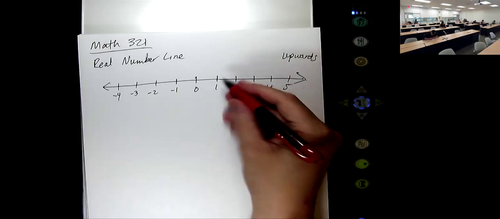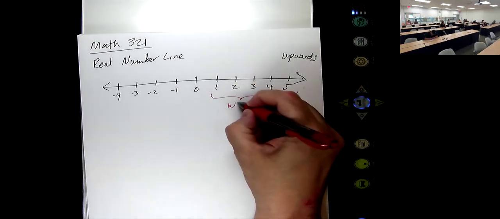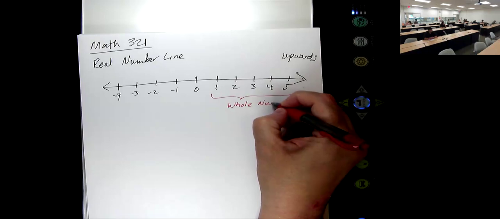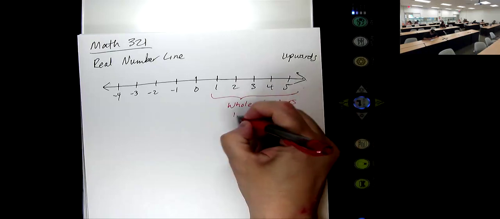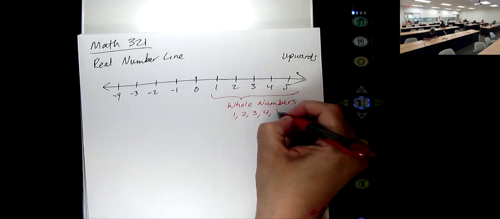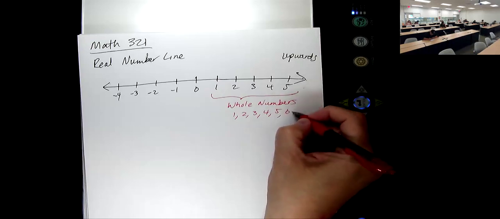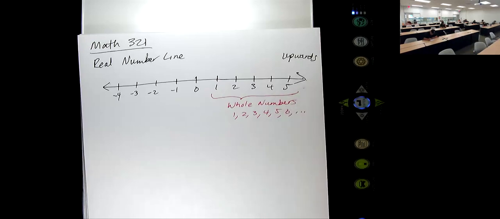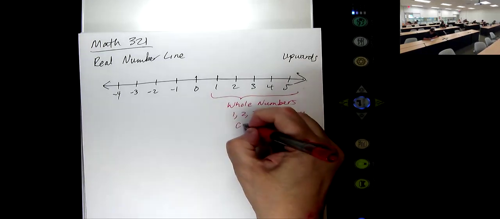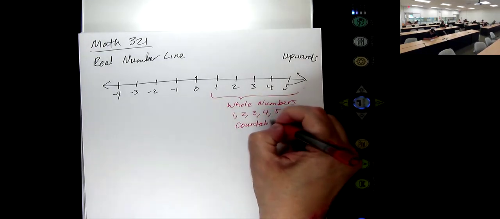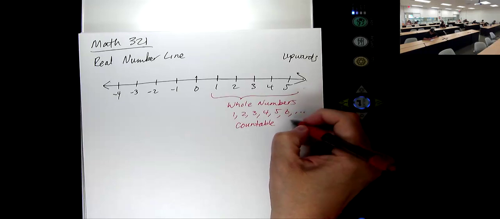One and higher are called the whole numbers. They are the countable numbers. It's what we use to count.